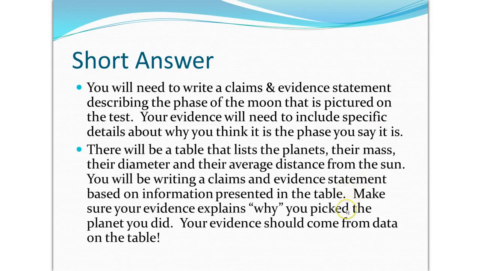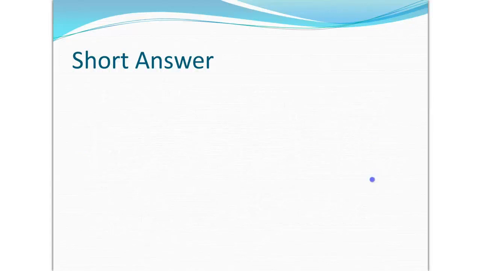There will be a table that lists the planets, their mass, their diameter, and their average distance from the sun, very similar to what you looked up in the multipurpose room. You'll be writing a claims and evidence statement based on information presented in the table. Make sure your evidence explains why you picked the planet you did. And your evidence must come from the data on the table. Don't put, because the data table says so, because I found the data in the table, so on and so forth. Use the numbers. Use the units. Make sure you answer appropriately.